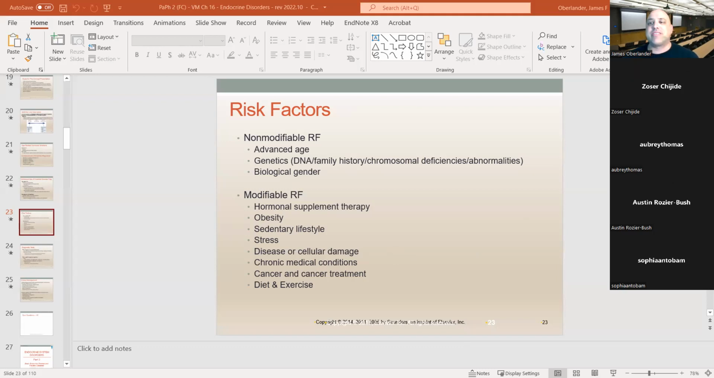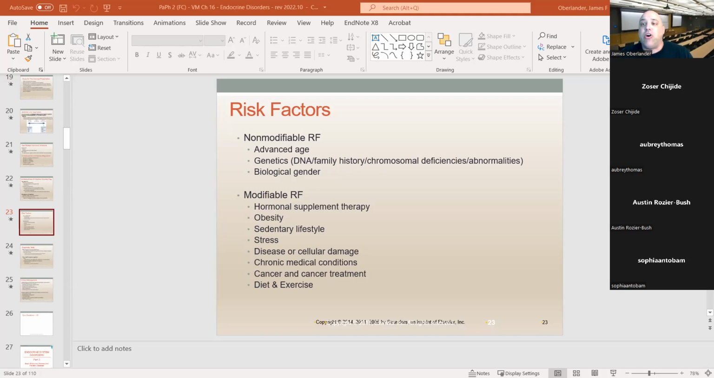non-modifiable risk factors, you were talking about things that cannot be changed. So things like biologic gender, your DNA is what it is, genetics cannot be changed, advanced age cannot be changed, or just age in general. I mean, we can go to lots of stores and buy lots of stuff to look younger, or we can act younger, we can exercise to feel younger, but that doesn't change our current age.